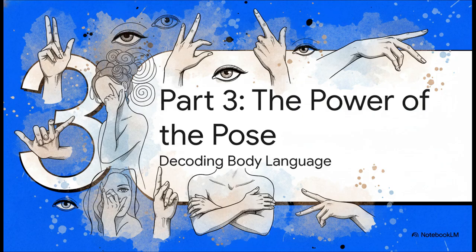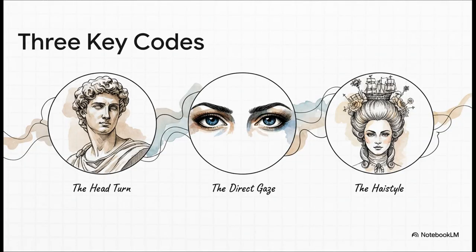Okay, so artists can show their skill, and they can write themselves into history. But the code gets even more personal. This next layer is all about body language, how specific poses and glances could say so much about an artist's genius, and how they saw themselves. We're going to quickly break down three of the most important nonverbal signals. You've got the signature head turn, the power of a direct stare, and yes, even the hairstyle could make a statement.